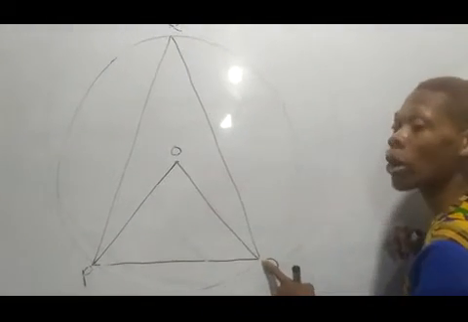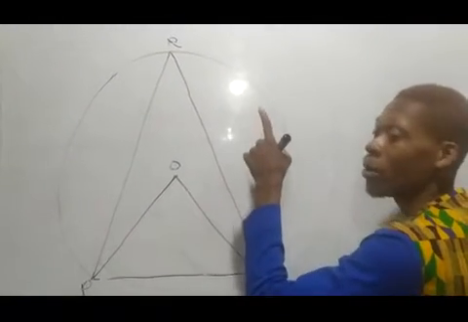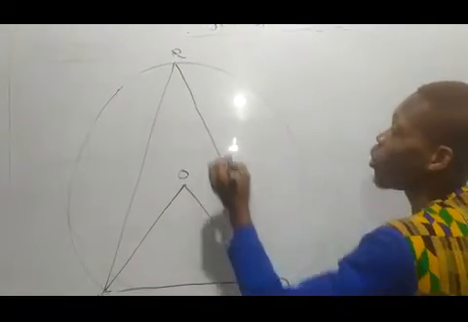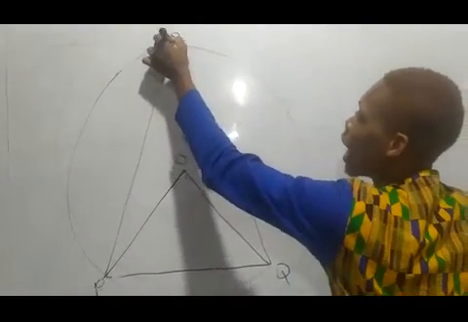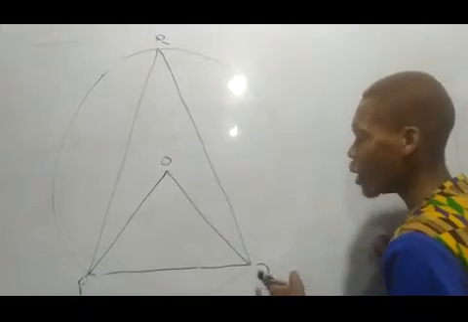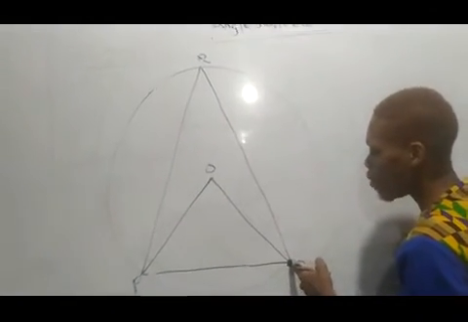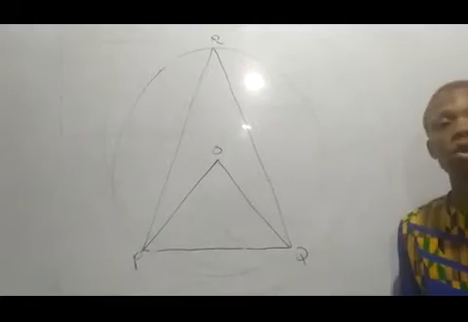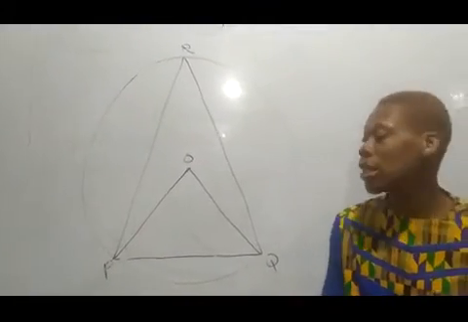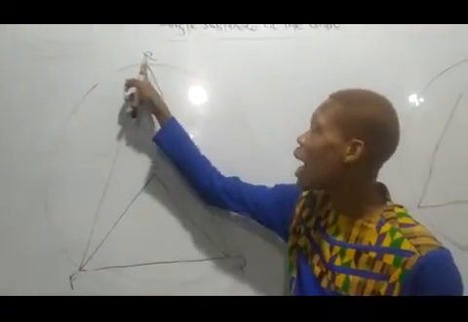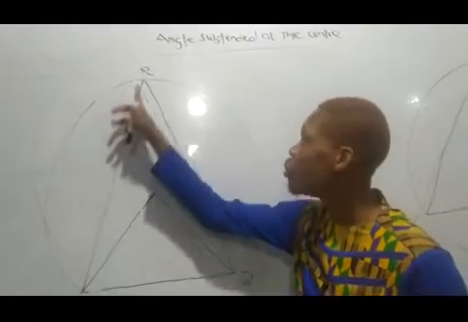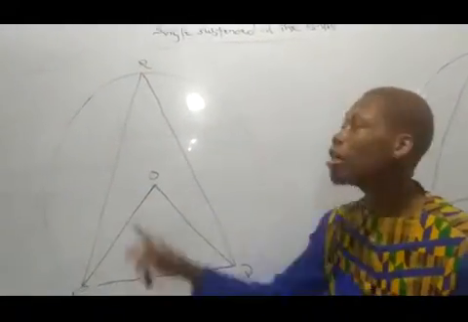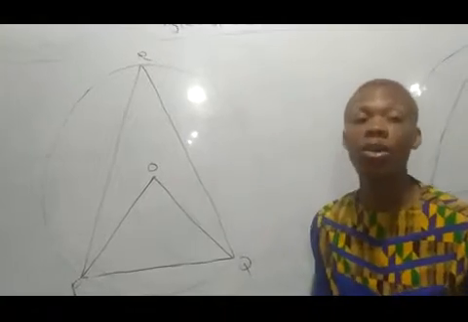I'll look at the chord QR also. Why am I saying QR is a chord? Because Q is a point on the circumference, R is a point on the circumference, and we have a line joining the point Q and the point R. So QR is also called a chord. And the same goes for PR. P and R are 2 points on the circle joined by a straight line. So this line here, the line PR, is also a chord.